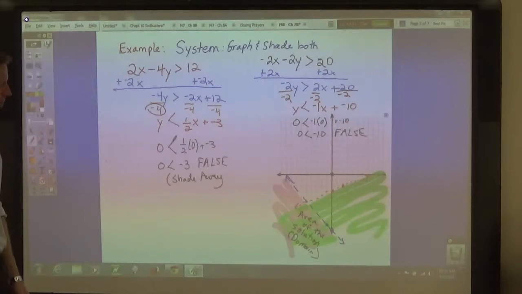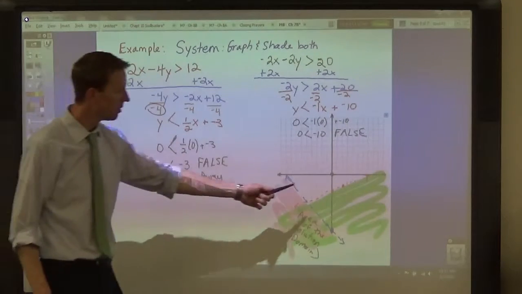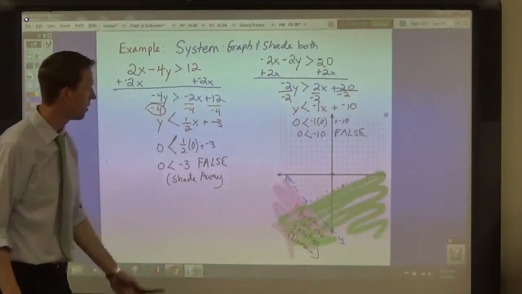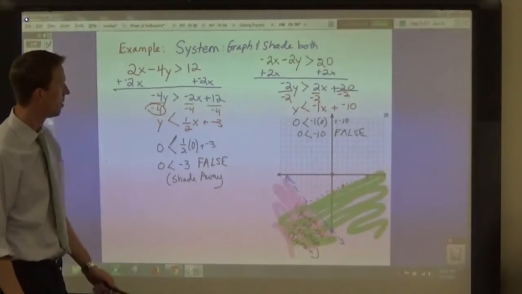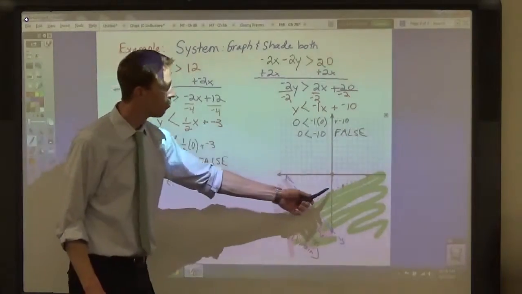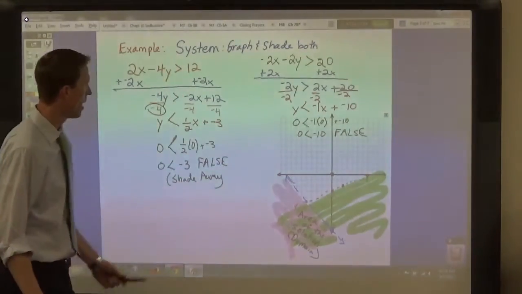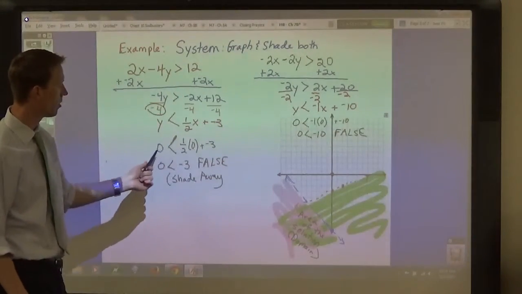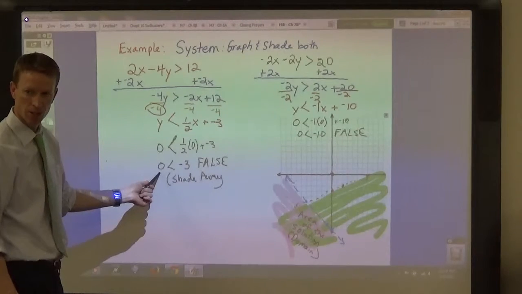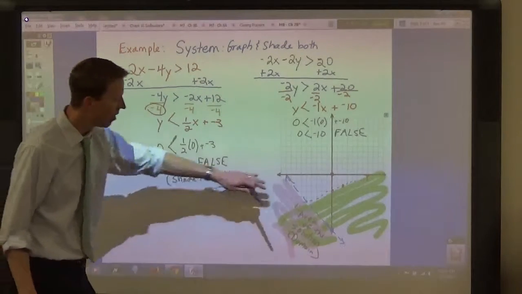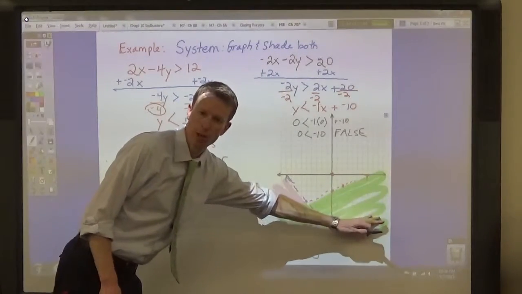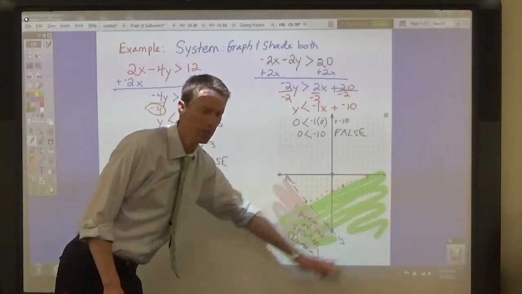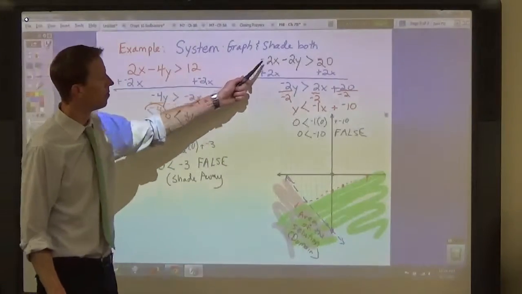Reverse the sign. Right? So then, here's the graph of that, the red graph, the dashed line, negative 3, goes up 1 over 2, and we put in 0, 0, and it made it false. So we're shading away from 0, 0. Whoops, on the green one. Shaded away from 0, 0.